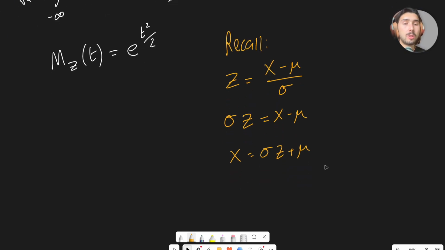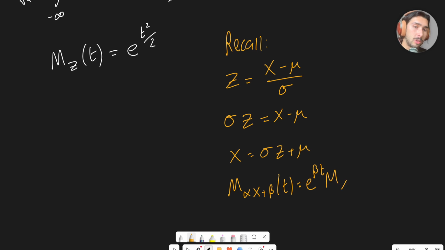Why is this important? Well, remember, I've written this down at the top as well, but I'm just going to write it down here so we can have it on the same page. The moment generating function of a linear transformation of a random variable like this, there we go, is given by this formula. And again, I've got a video on this that you can check out if you don't know where this comes from.